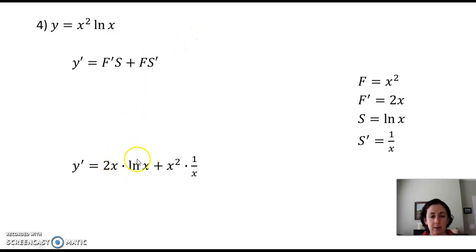So we have 2x times the natural log of x plus x squared times 1 over x. One of these x's is going to cancel, and that will simplify to 2x times the natural log of x plus x.